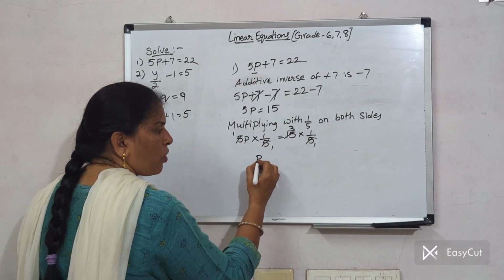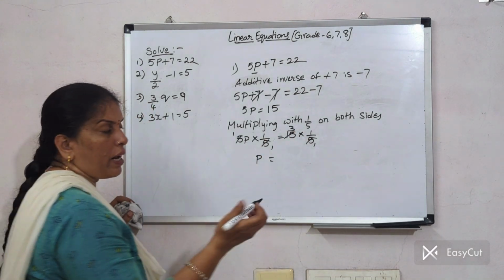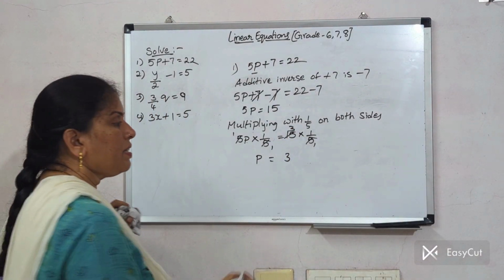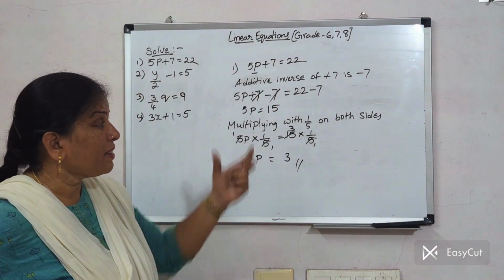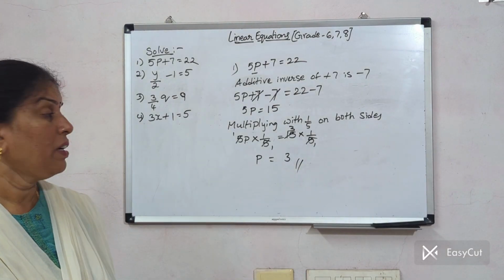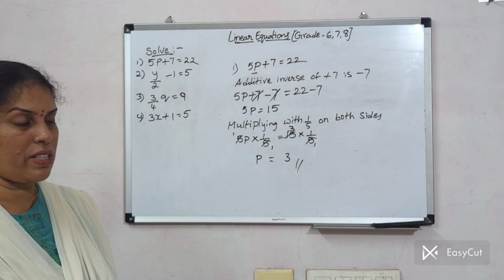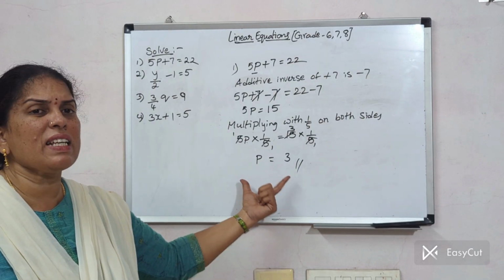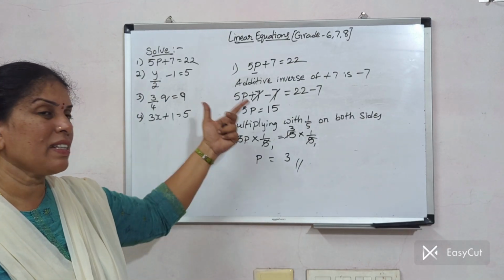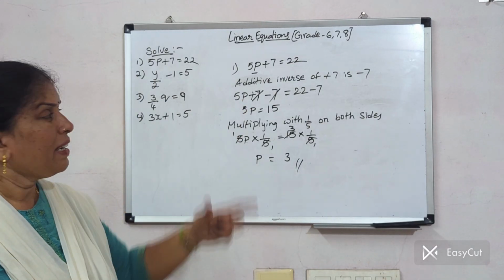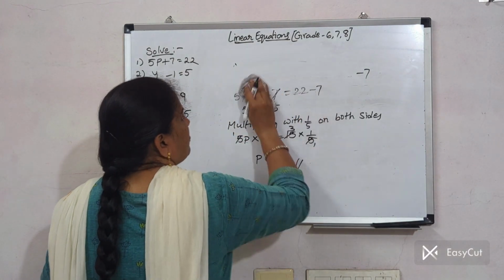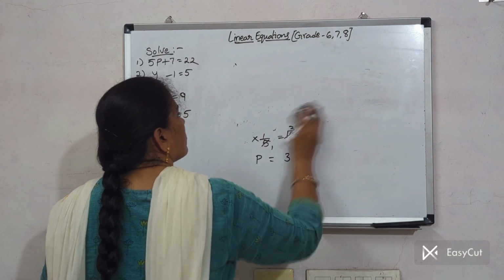P into 1 is P only. Denominator 1 no need to write. 3 into 1 is 3. By 1 no need to write. This is the value of P. Like this we must write step by step. We must solve the given question step by step. Very easy, children. This is the basic method, the easiest method. After practicing this method, we can do another method. In this session, we will do this method only. Okay?